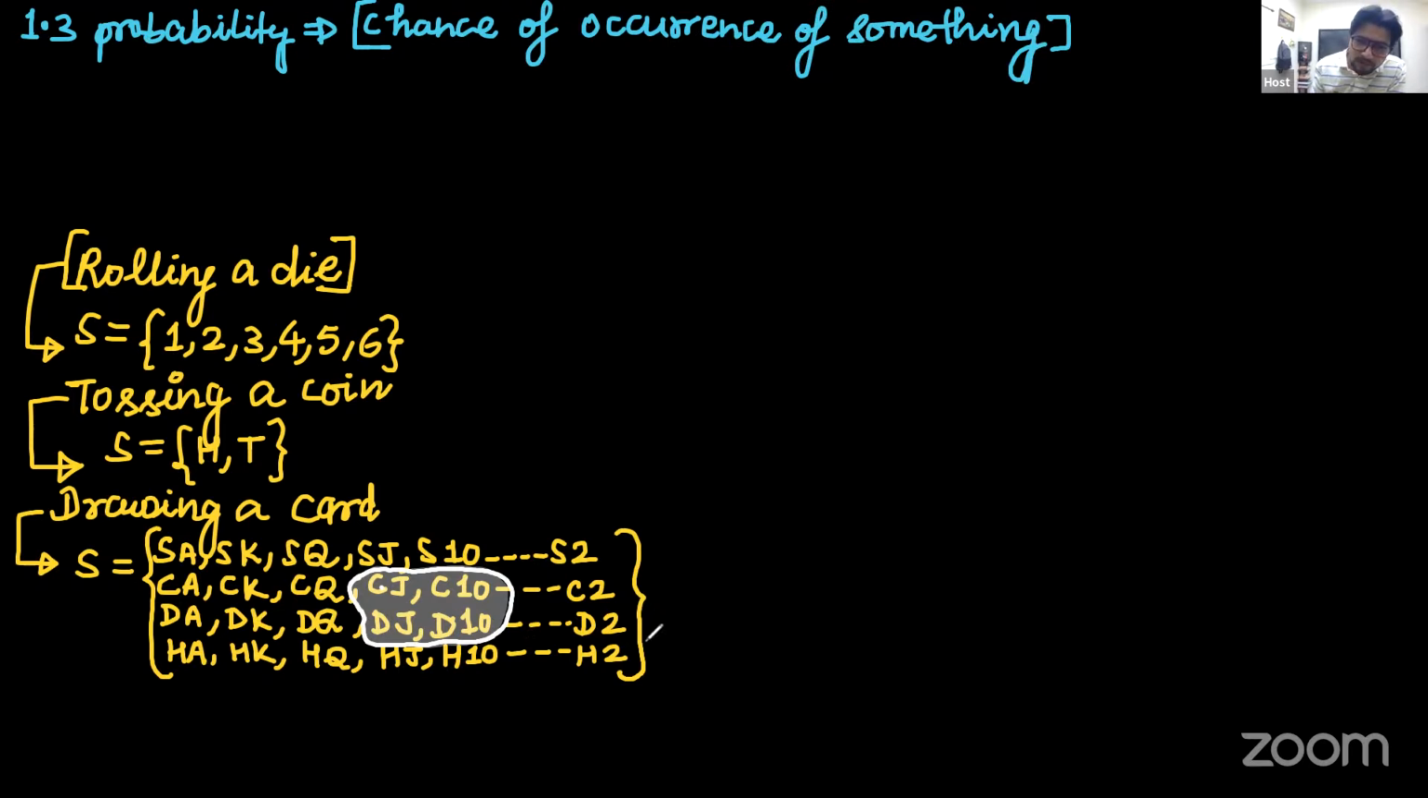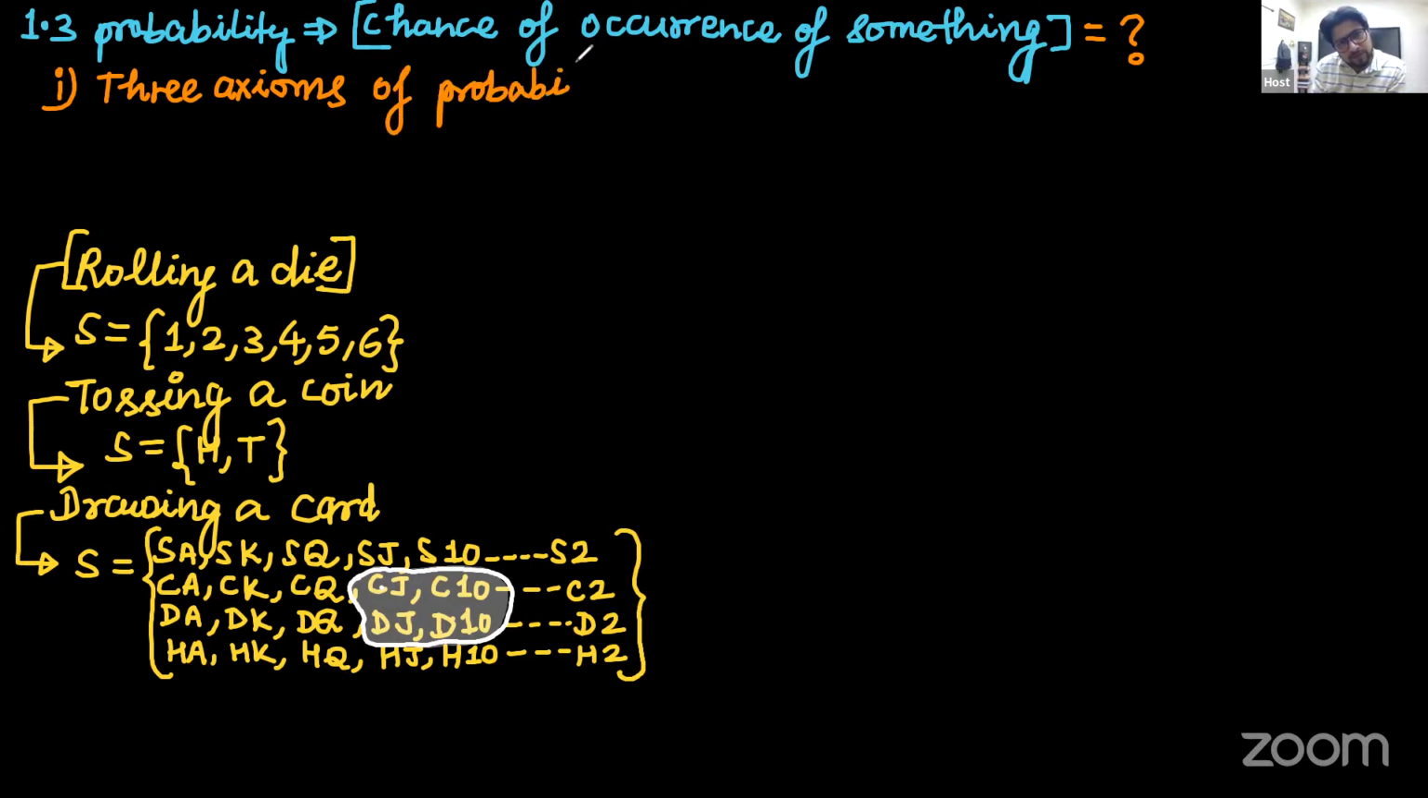Now, how do we calculate that probability? How do we know what is the chance of occurrence of something? We are going to understand that. But before we understand that, we said that there are three fundamental laws of probability and they can't be proved.